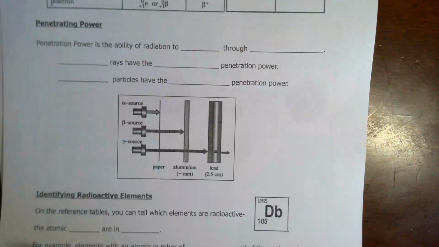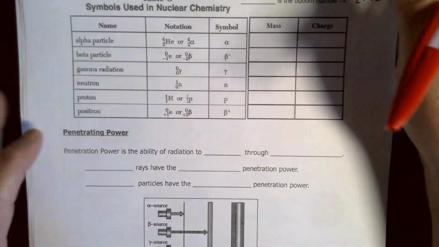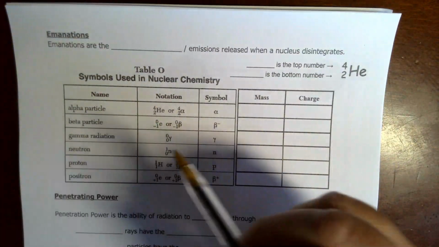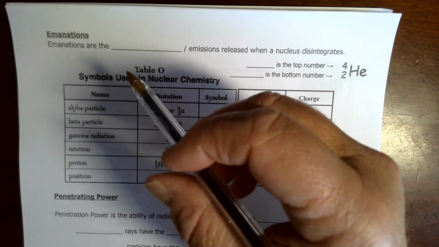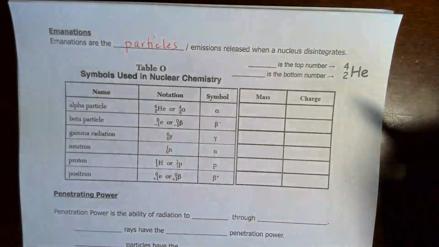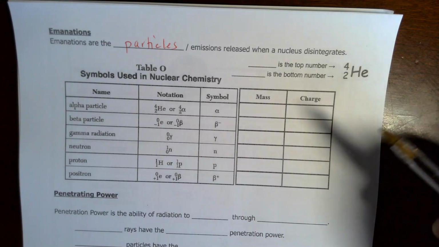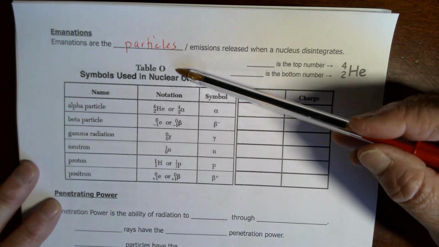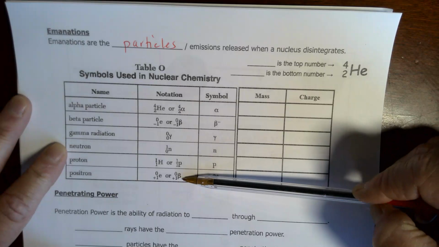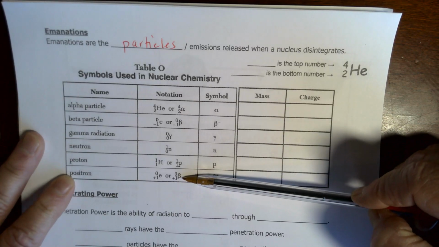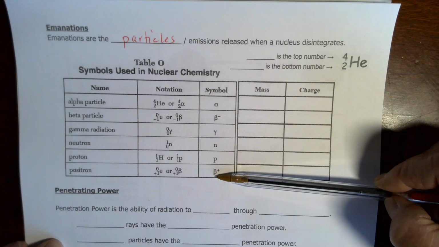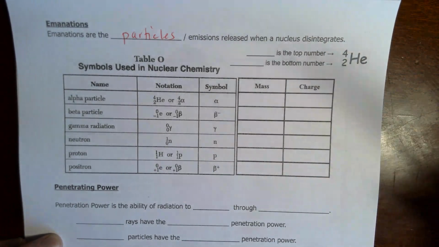All right, well, let's talk about these particles that we've been talking about, the positron, the beta particle, the alpha particles. These are collectively called emanations, right? Emanations are the particles or the emissions released when a nucleus disintegrates. There's a reference table for this that organizes the name of those particles, the notation that we use when we're trying to write these nuclear reactions in an equation format, and the symbol that's sometimes used to represent them. We're going to add into this the mass and the charge, right?